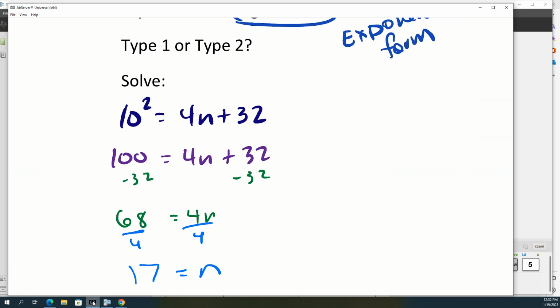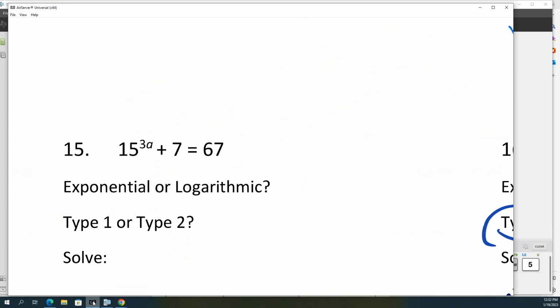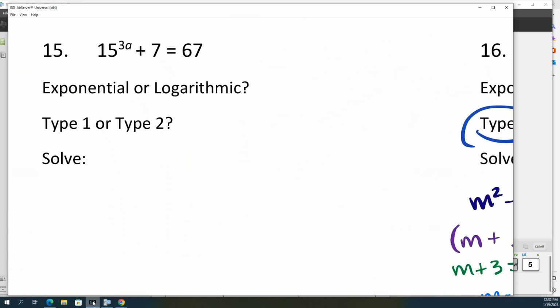Okay, so let's do some exponential. Let's do number 15. All right, so the exponential expression is this 15 to the 3a. And this is definitely exponential, but before we do anything, what do we need to do first? Subtract the 7. You want to get that by itself.